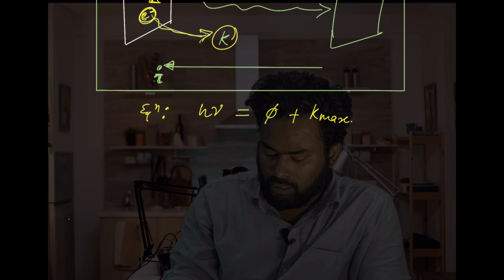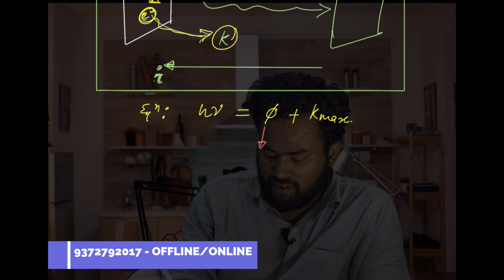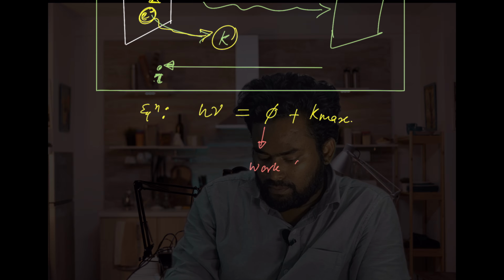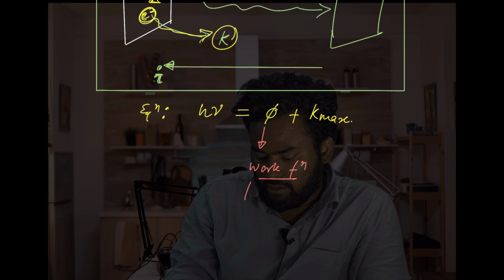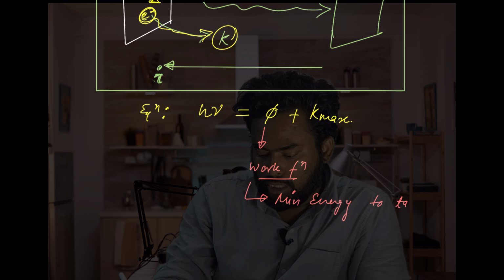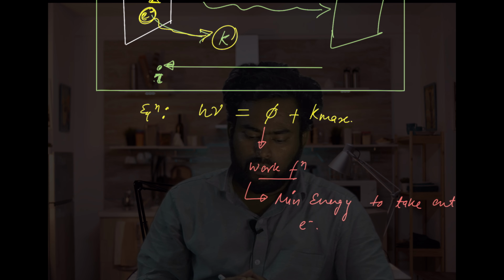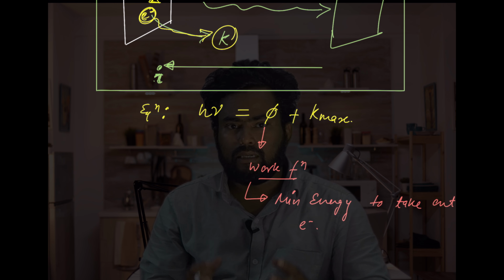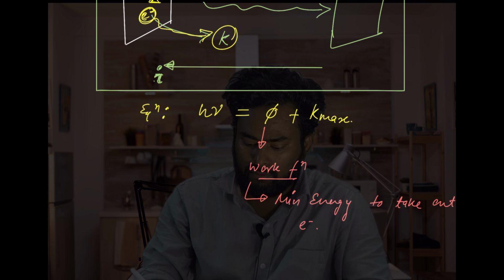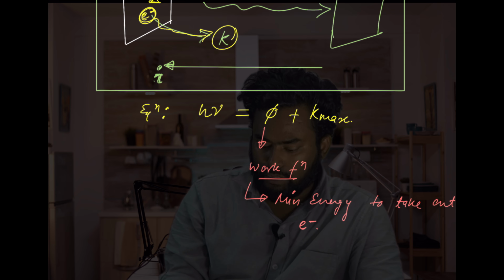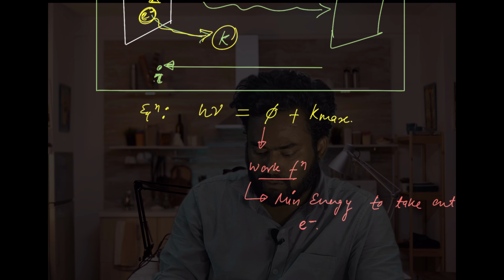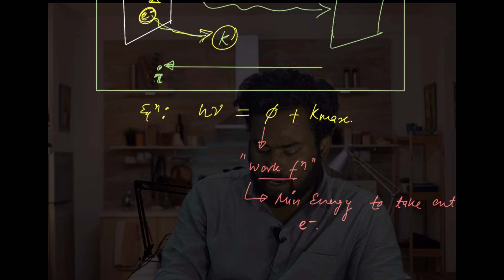So incoming radiation will go into two parts, where phi is the work function. What is phi? Work function. How to define it? Minimum energy. Work function is the minimum energy to take out electrons. If radiations are falling on the metallic plate, the electrons will absorb those radiations and some of the electrons will come out. So the minimum energy required for the electrons to come out is called the work function phi.